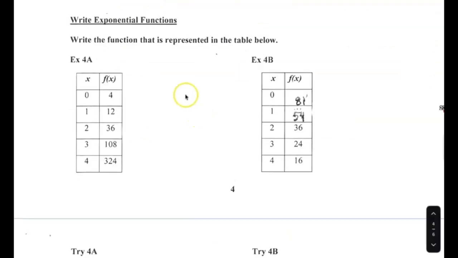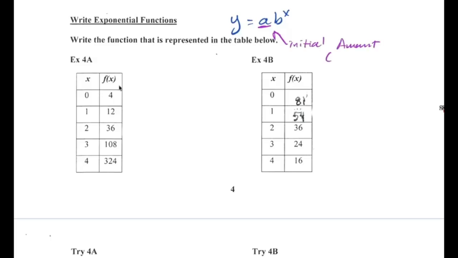Okay, given a table, let's write an exponential function. We want to write it in this form. It's not as bad as it sounds. You have to remember what all these things mean. A is the initial amount, kind of like the y-intercept. Not technically, but it is going to be when x equals 0. And then b is our growth rate, so it's what you multiply by each time.